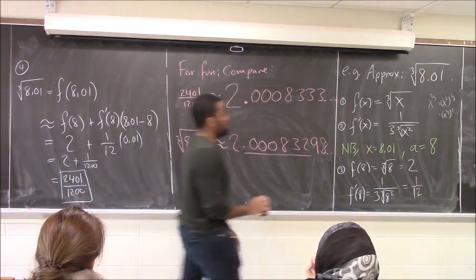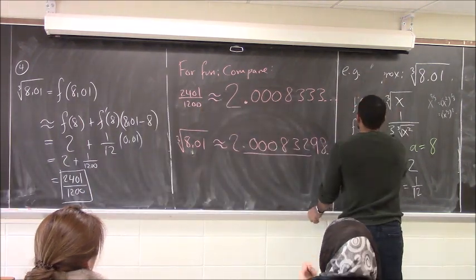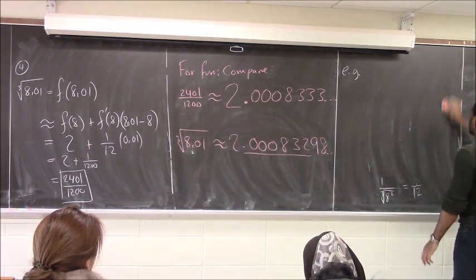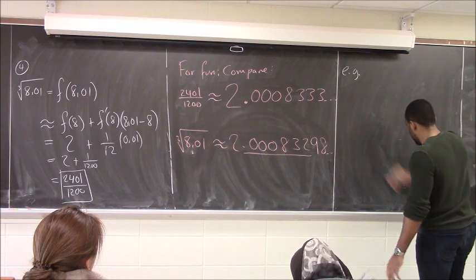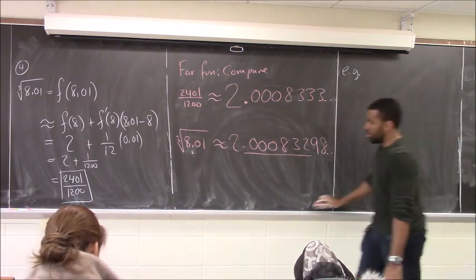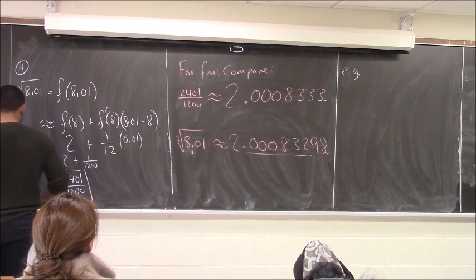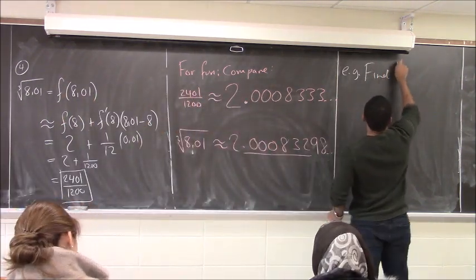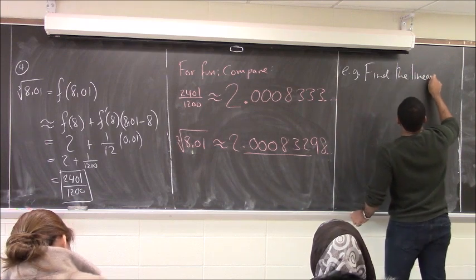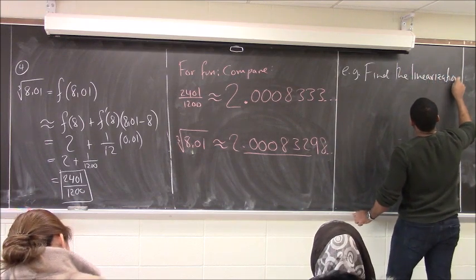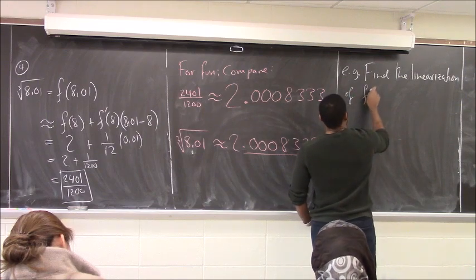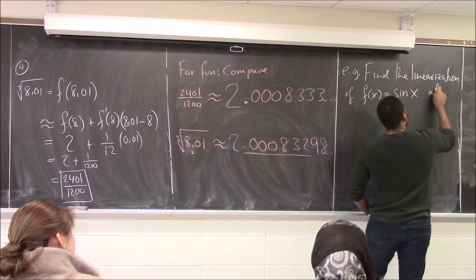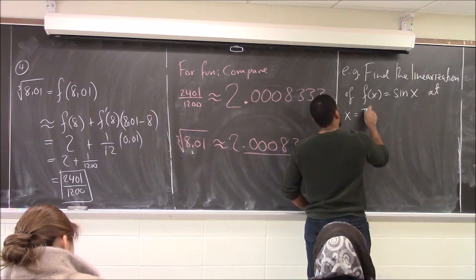Here's another example. Sometimes the problem can be phrased in asking you to find the linearization of something and then using that later to do something else. So here is a problem. Find the linearization of f of x equals sine of x, the sine function, at x equals pi over 6.